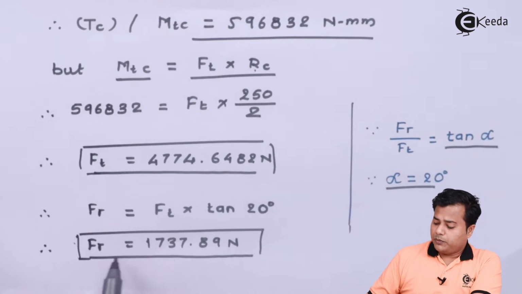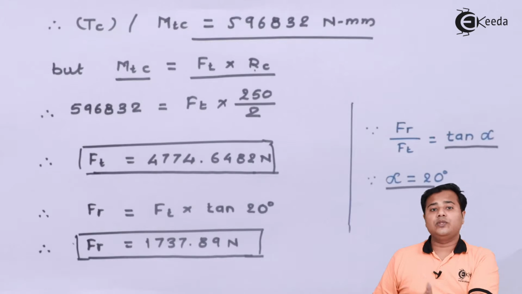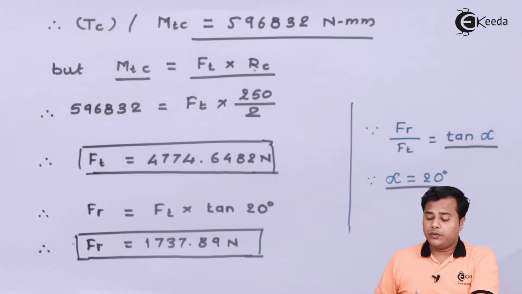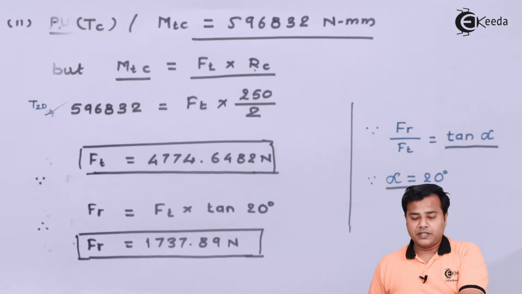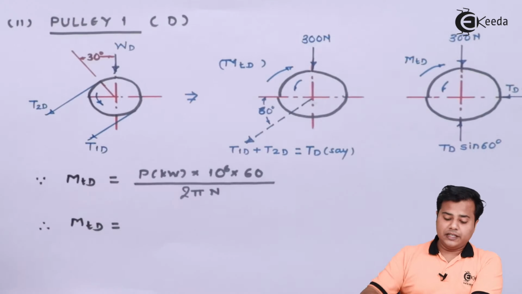In all previous problems which we have solved, this analysis was already given to us, so we could use it very effectively for solving the problem. In this problem we have to do it separately. The next thing is pulley D. In pulley D, now this is again a given data.